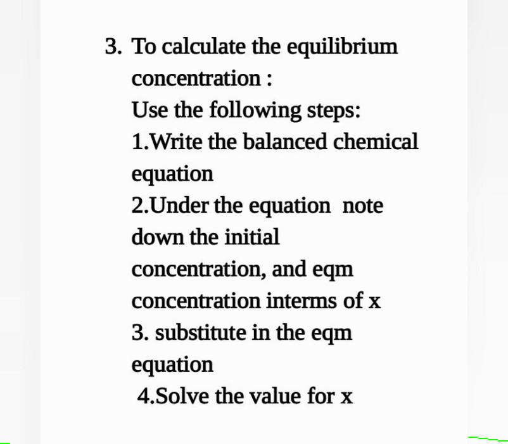So this is the method that we are supposed to follow to find the equilibrium concentration. You write down the balanced chemical equation. Under it, note down the initial concentration as well as the equilibrium concentration in terms of x. Substitute these values in the equilibrium constant expression, then find the value of x. From the value of x, you will get the equilibrium concentration. Very simple. We use the rules given in the slide. Either the information can be given in terms of concentration or in terms of partial pressure. We will do some numericals so that it will be very clear to you.